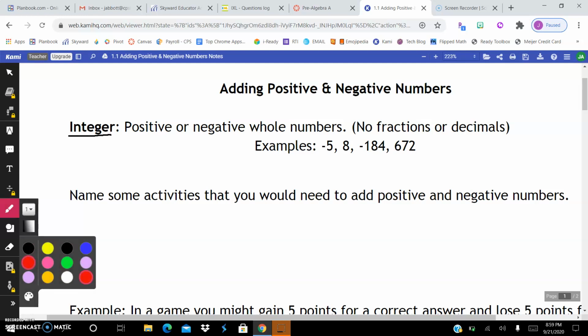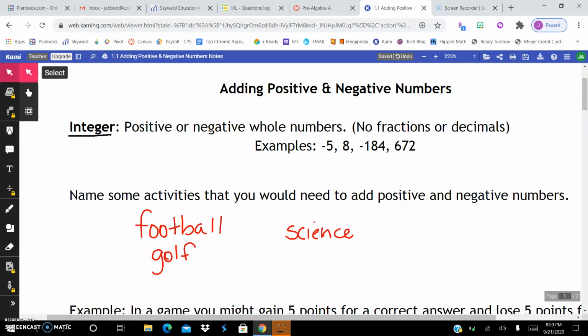So the first thing that comes to my mind is football. You gain yards, you lose yards, you're adding and subtracting positive and negative numbers. Same thing, I think golf deals with those. In science class, you use positive and negative whole numbers, and I'm sure we could come up with a lot more if we were all having this discussion together.